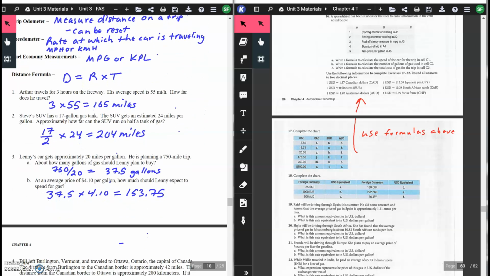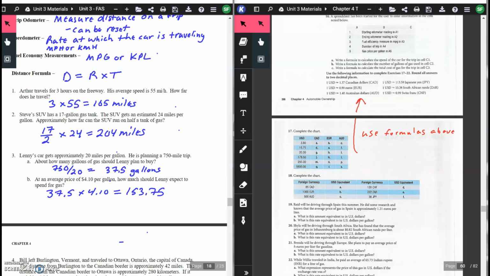Question 1. Arthur travels for 3 hours on a freeway. His average speed is 55 miles per hour. How far does he travel? 3 times 55 gives you 165 miles.